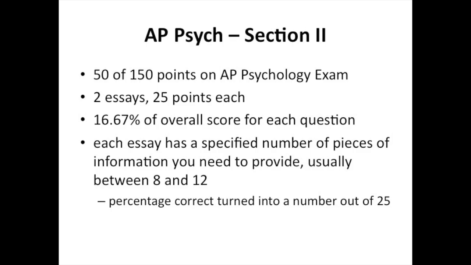So I want to make it clear that those points that you are getting out of 25, if there are 8 bullet points, the question is going to be worth 8 points in terms of grading, but then when they convert it to the score, they're going to make it out of 25 points. And if there's 11 bullet points, they're going to give you a score out of 11, and then they're going to figure out your percentage, and once again convert it to that 25-point score.